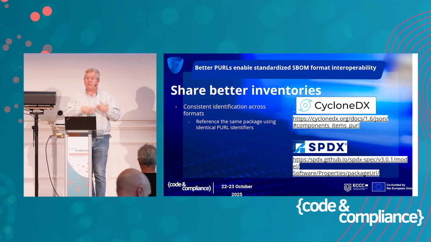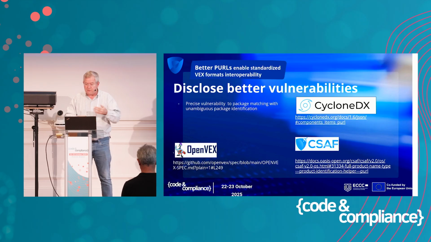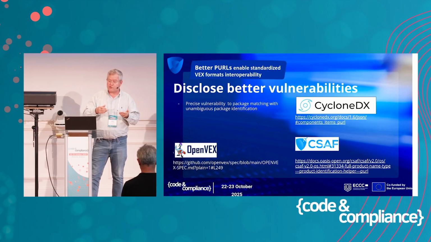So the goal there is to share better inventories, which are eventually more accurate. And in a way, having a decent PURL is a way to convert, mostly losslessly, the core of an SBOM from one format to another. It's a way to abstract yourself from the format. Same thing with vulnerability disclosures.